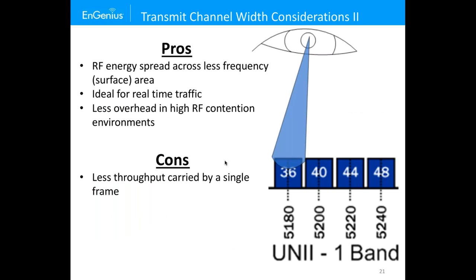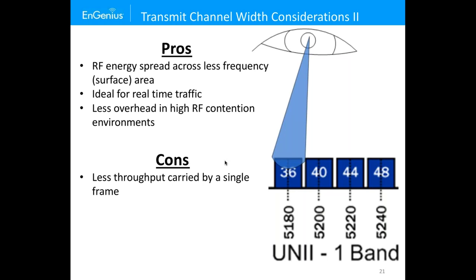So here's the transmit consideration for a narrow channel. You have RF energy spread across less frequency space. That means you have the same amount of energy spread across a smaller surface area, so you have higher signal processing on that one. It's ideal for real-time traffic, as in the analogy with the log. If I have any interference, I'm able to avoid it more by moving to a channel that may not experience that much interference, rather than trying to bond across all of them. There's less overhead in high RF condition environments. The only drawback is that less throughput is carried per frame.